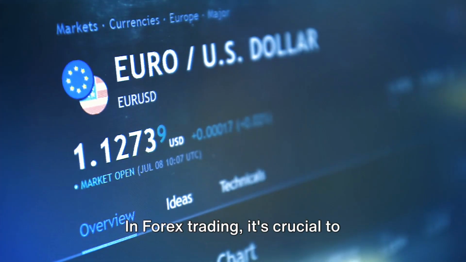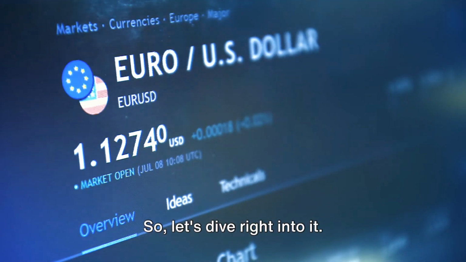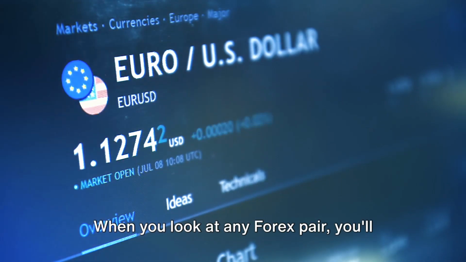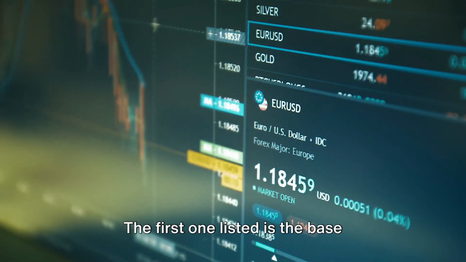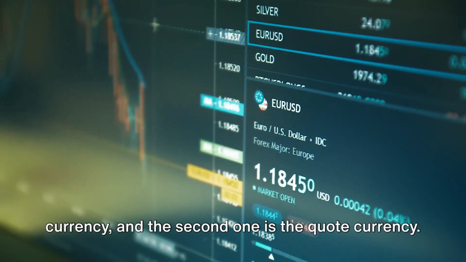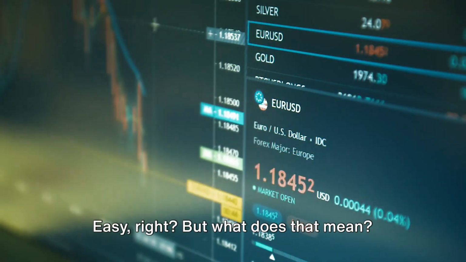In Forex trading, it's crucial to understand the concept of base and quote currencies. So let's dive right into it. When you look at any Forex pair, you'll notice it's made up of 2 currencies. The first one listed is the base currency, and the second one is the quote currency. Easy, right? But what does that mean?